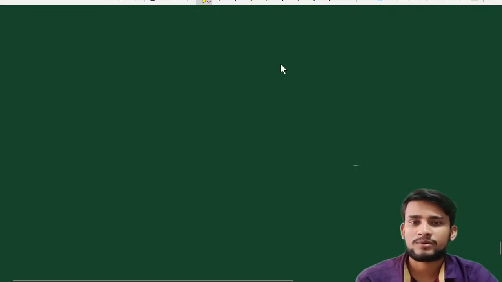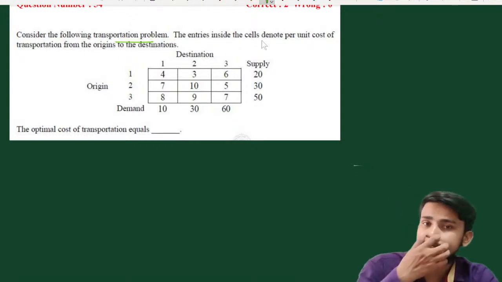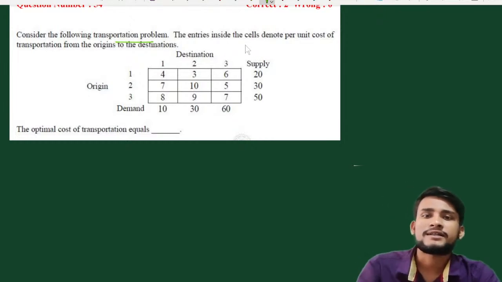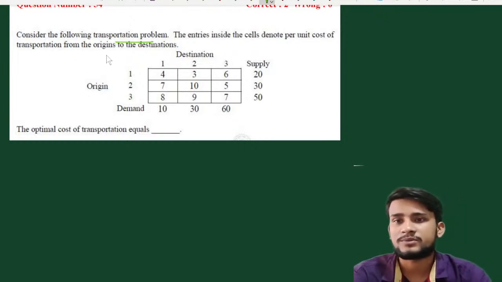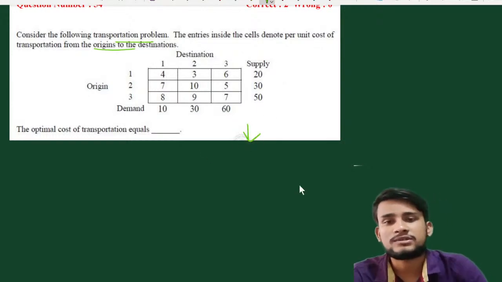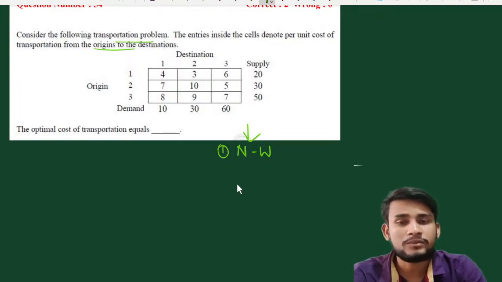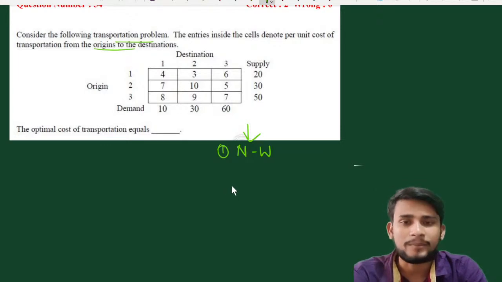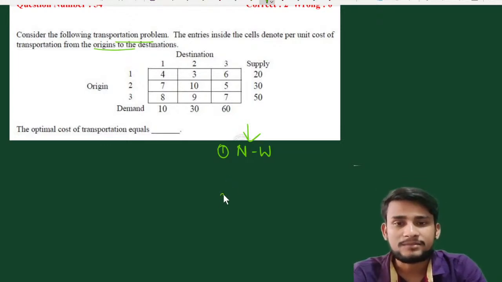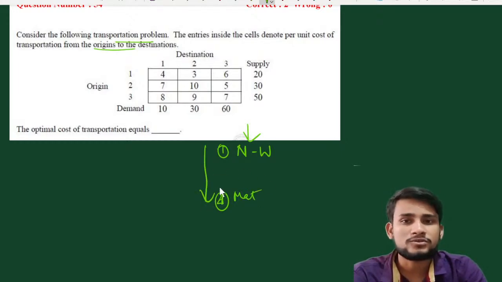Now we go to the next problem. Consider the following transportation problem. The entries inside the cells denote the per unit cost of transportation. Here we can apply first the northwest corner method, then row minima, then column minima, and then matrix minima. As we improve the methods, we also get an improved initial basic feasible solution.